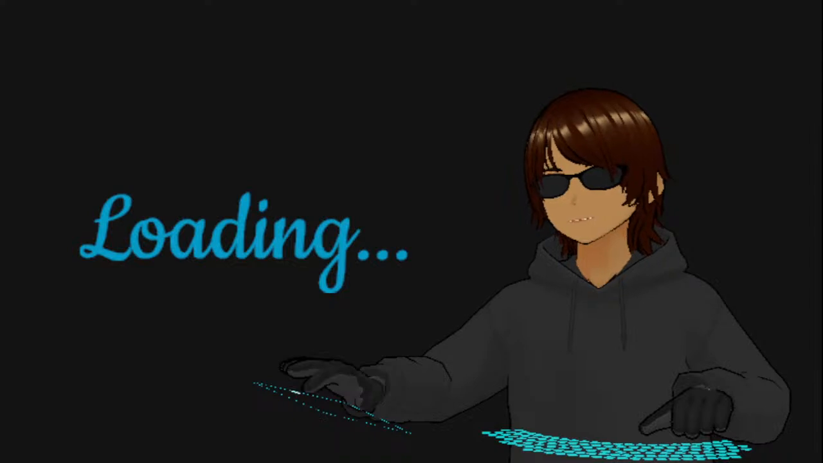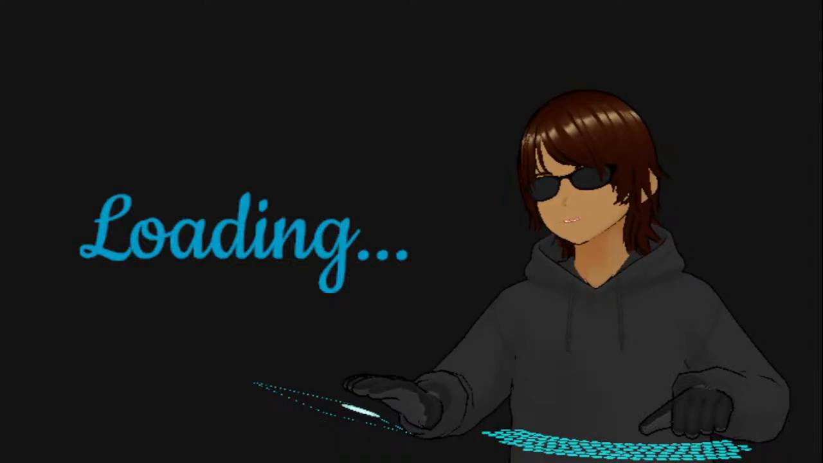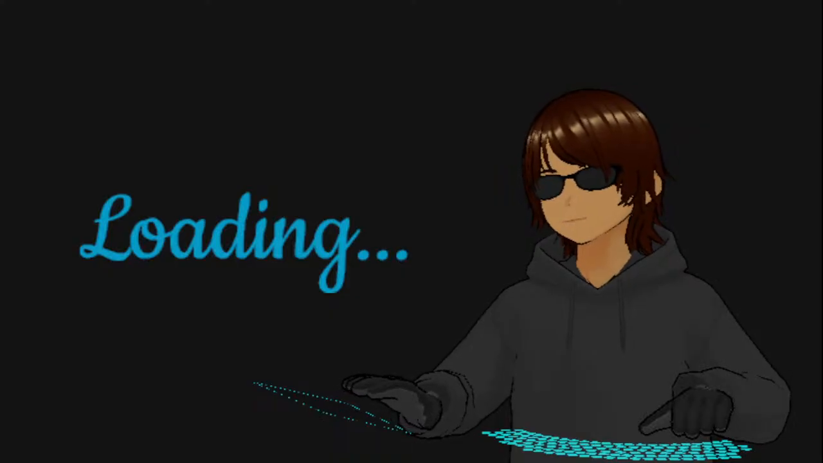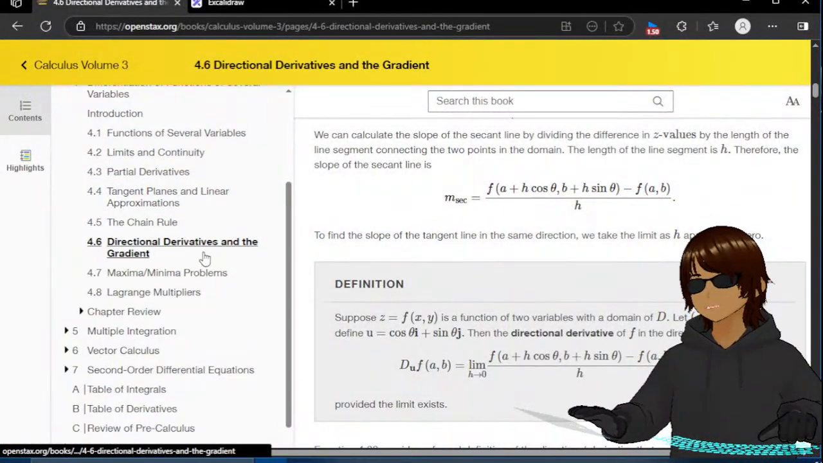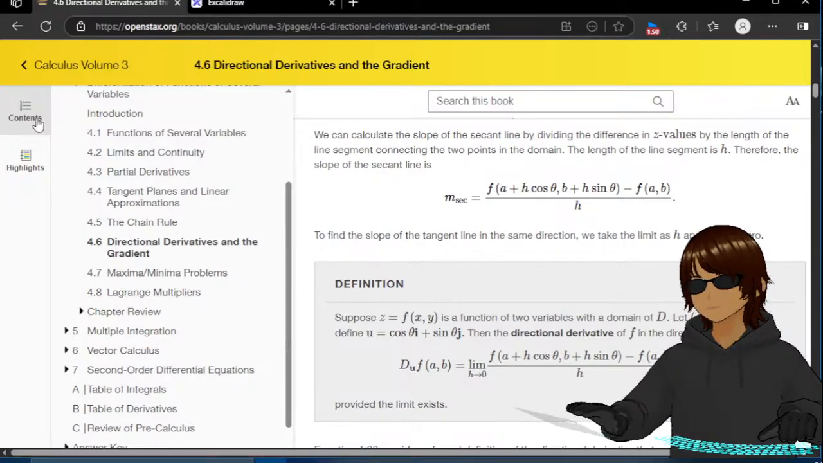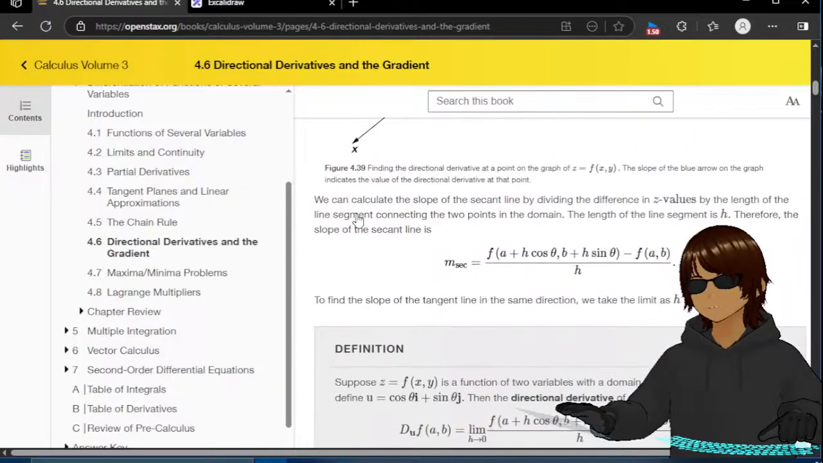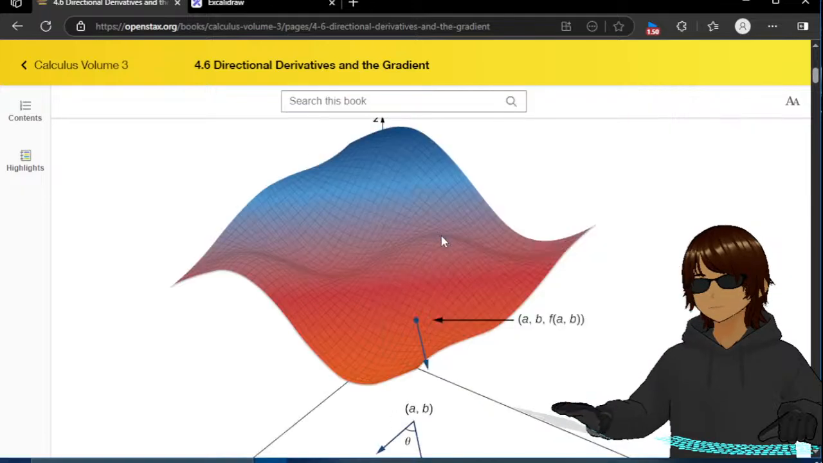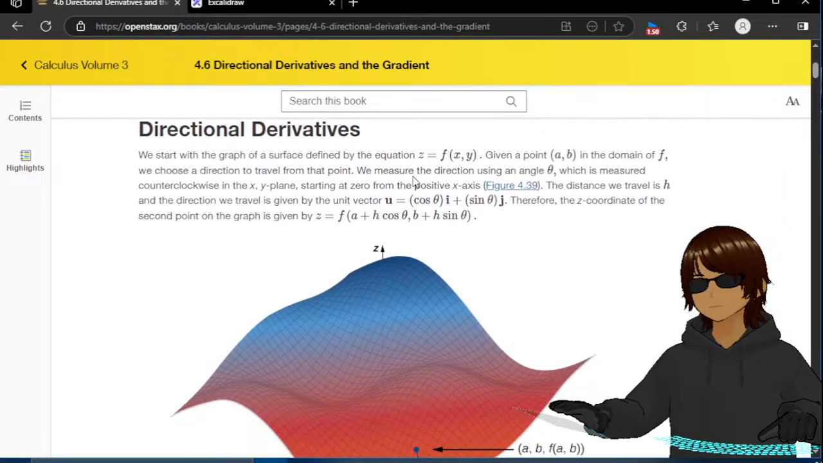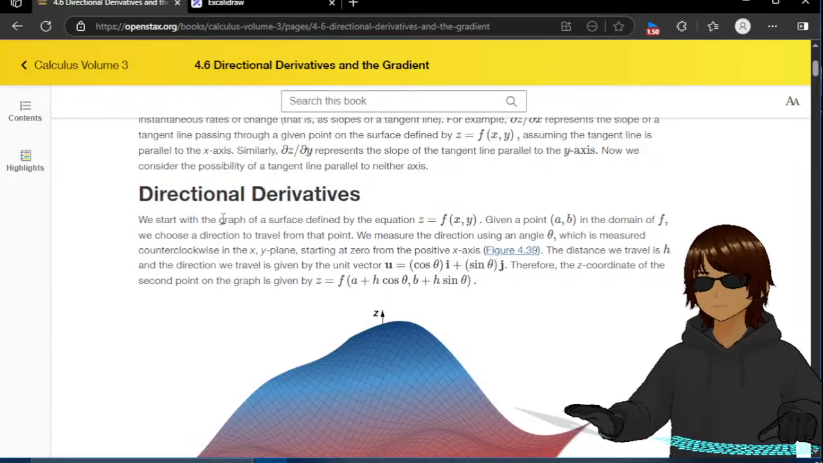So I was learning calculus 3. I was revising the last chapter. Hold on, let me change to full screen. So last stream I did directional derivatives and the gradient, and this stream I'm planning to finish 4.7 and 4.8, minima, maxima and Lagrange, I think that's how you pronounce it. Okay, let me just quickly revise this and then I will go to the next chapter.